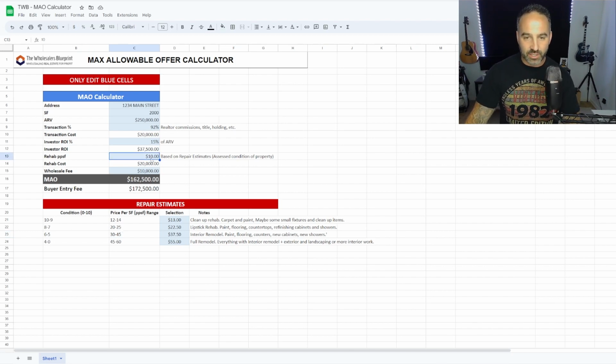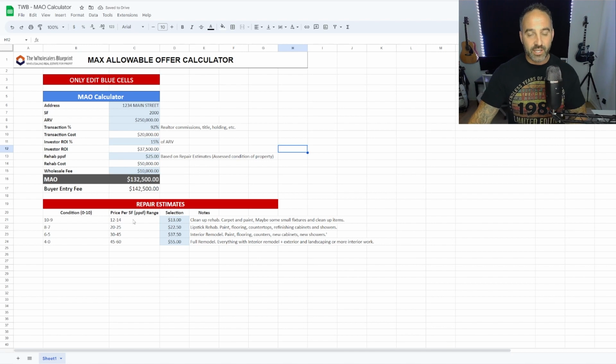I'm going to say we're going to use $25 per square foot. Now, these numbers, by the way, price per square foot, this is not for California. Okay, this is going to be for a lot of other markets, but this is definitely not going to be for California. It's going to be way more expensive to rehab a property, especially in SoCal. So this number is kind of moving a little bit, but it's a good starting point.